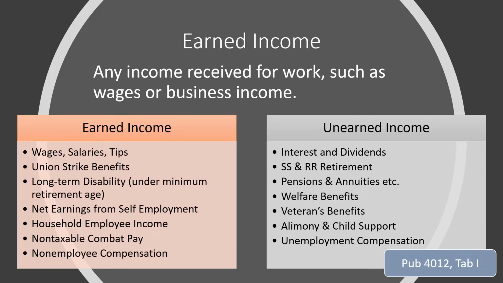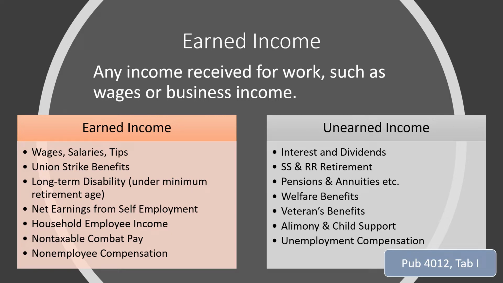As the name implies, the Earned Income Tax Credit is a tax credit that's calculated based on a taxpayer's earned income. And if you remember, we talked a little bit about the differences between earned income and unearned income. Earned income is any income received for work, such as wages, or it could be business income. So for purposes of the Earned Income Tax Credit, our earned income items might be wages, salaries, or tips. Union strike benefits are also considered earned income.